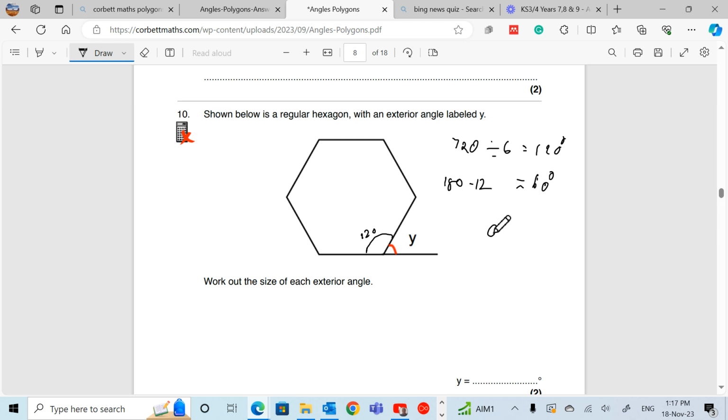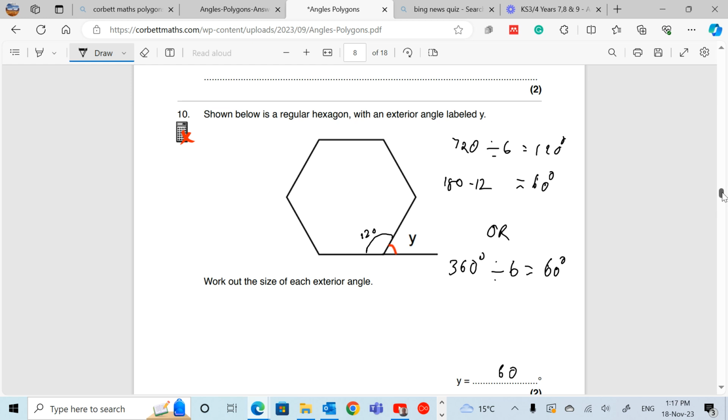Or, big or, you can say, you know that the sum of the exterior angles of an n-sided polygon, which is any number of sides, is always 360 degrees divided by the number of sides, which is 6, and that will also give you 60 degrees. So the answer is 60 degrees.